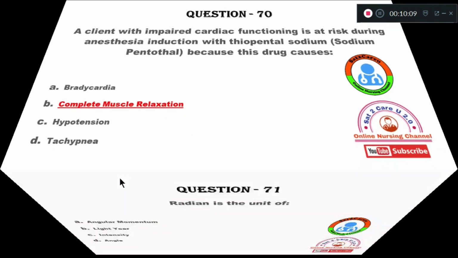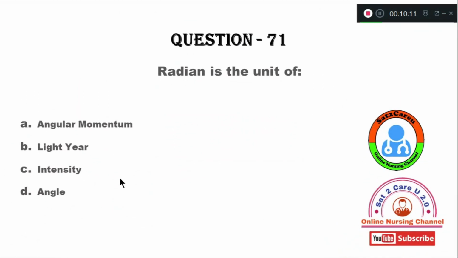Question number 71. Radian is the unit of option A, angular momentum. B, light year. C, intensity. D, angle.